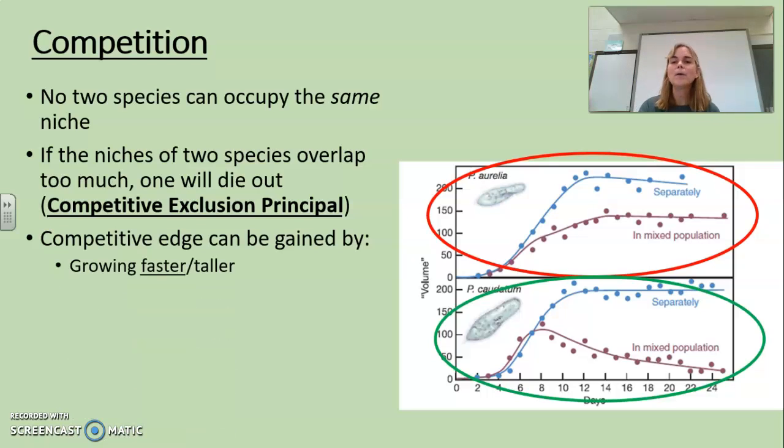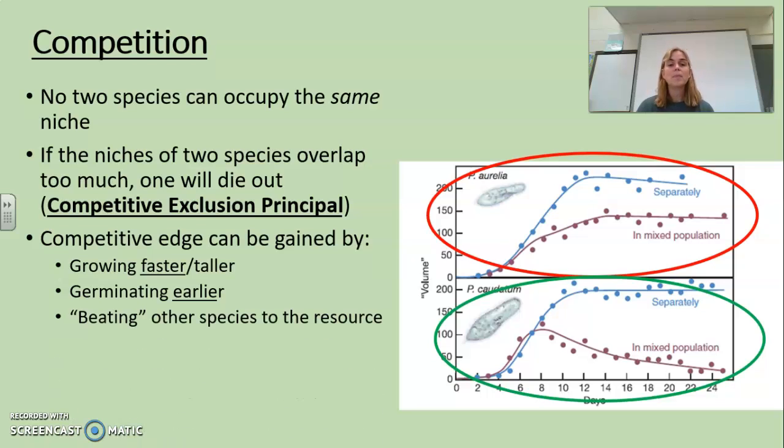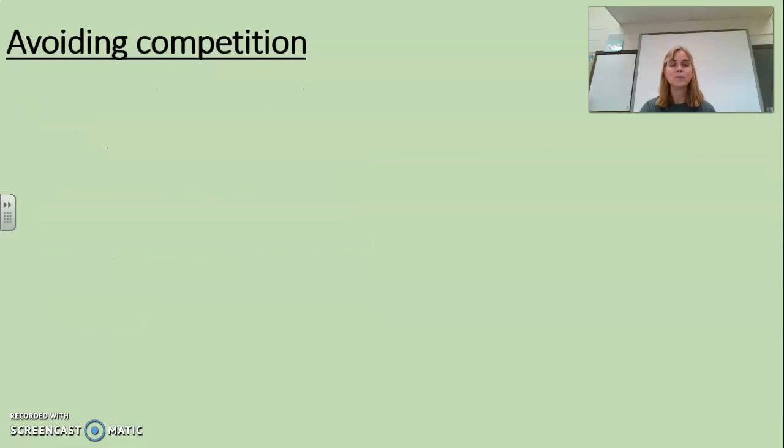All right, now how can an organism gain a competitive edge over another organism? If it grows faster or taller, a lot of weeds germinate sooner in the spring, gaining an advantage over other vegetation. They can beat other species to the resource. Again, getting there at different times of the day, that sort of thing.